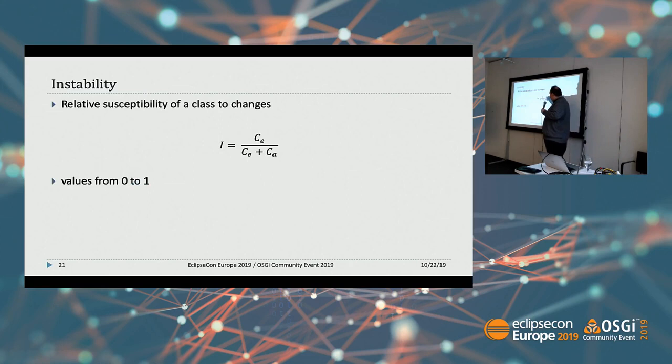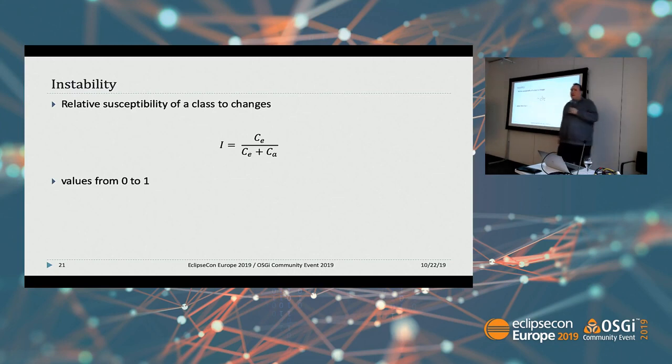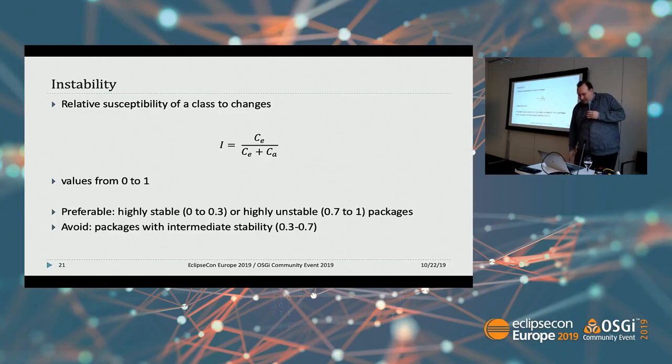right? So we take the external over the sum of the two forms of couplings. So this is essentially a ratio, right? What is the external coupling to the ratio of total coupling? And then we have a metric for instability that has values from 0 to 1, because it essentially corresponds to a percentage, right?